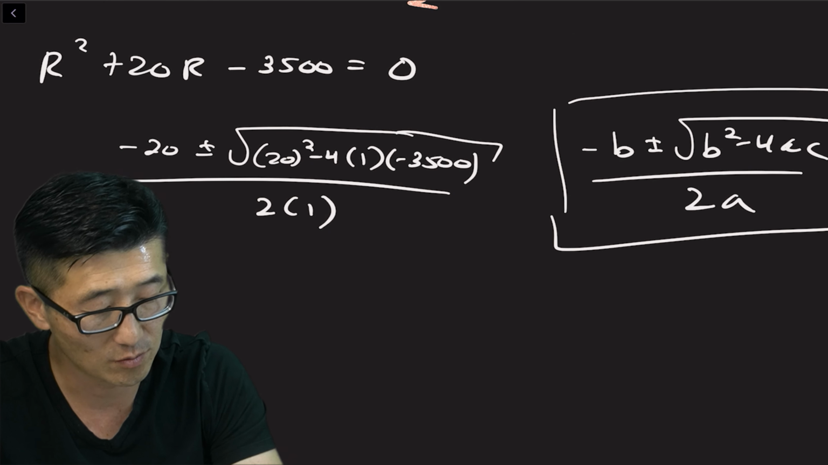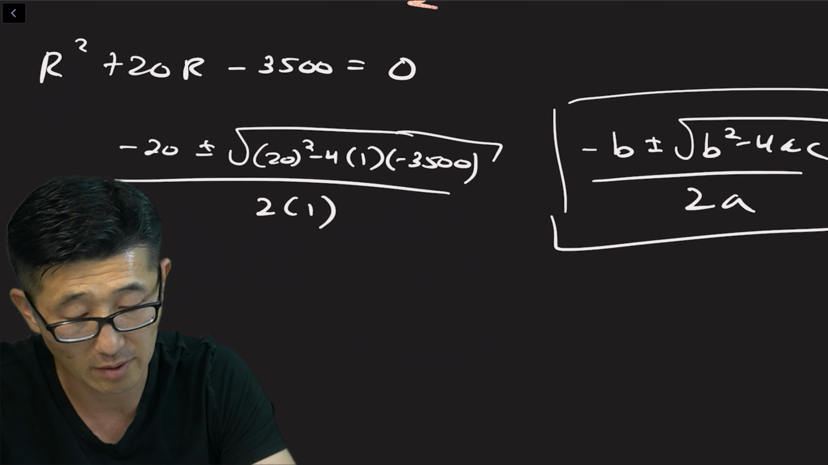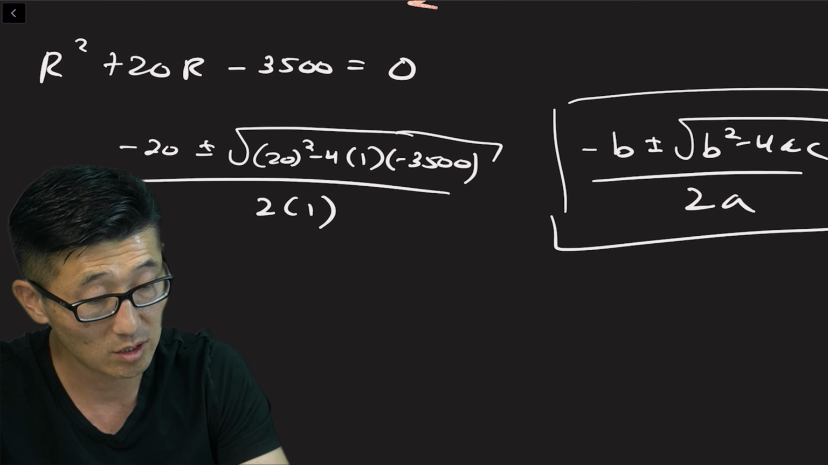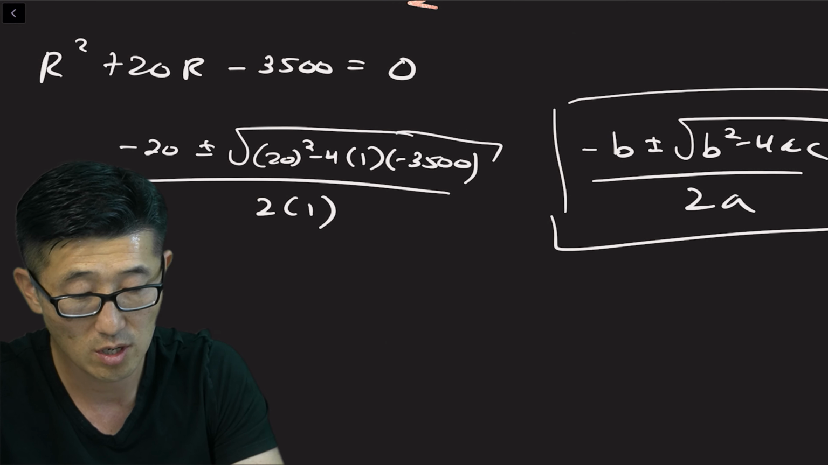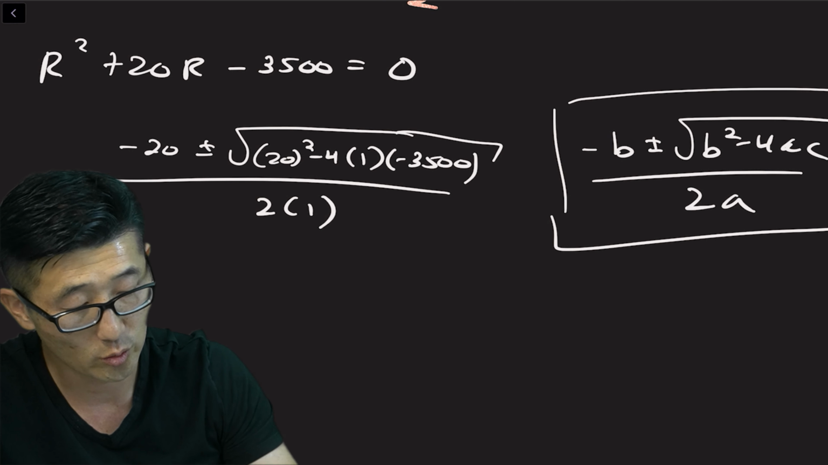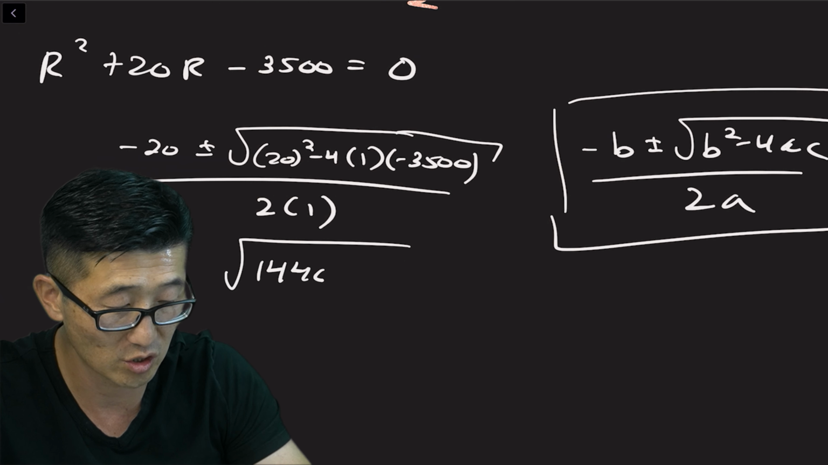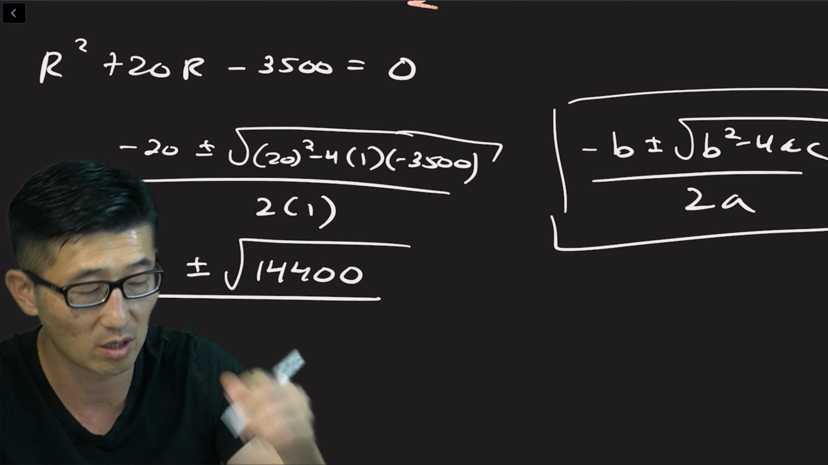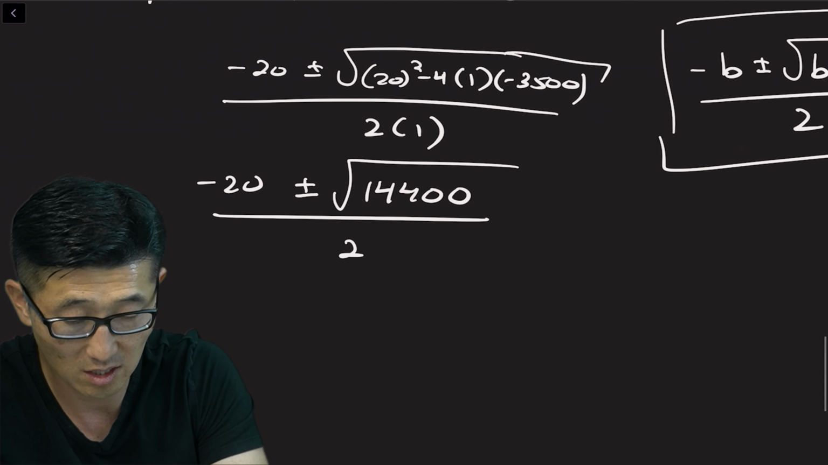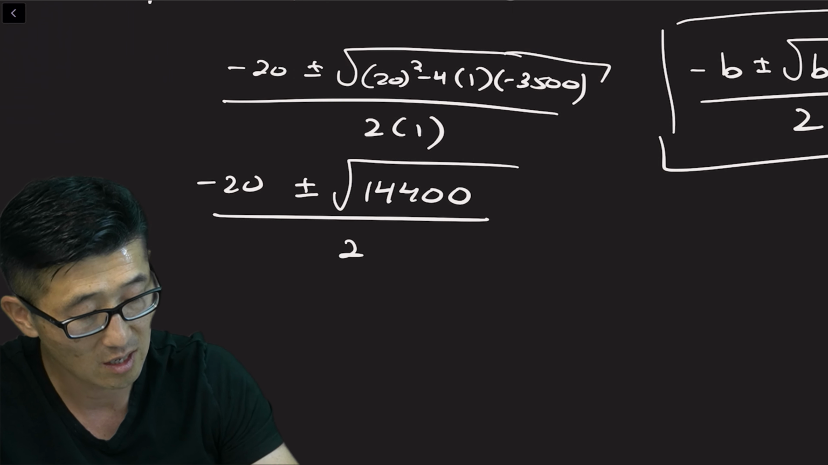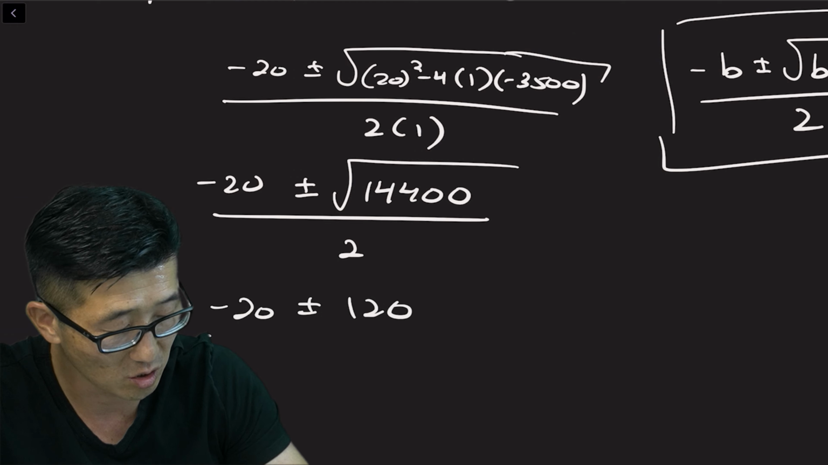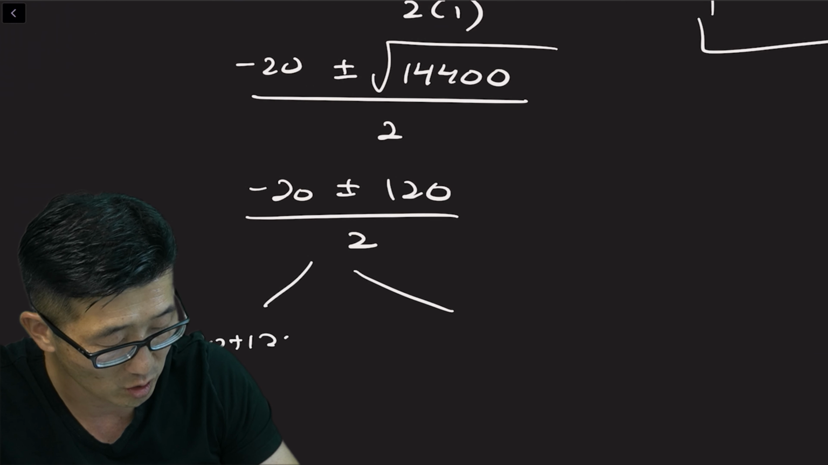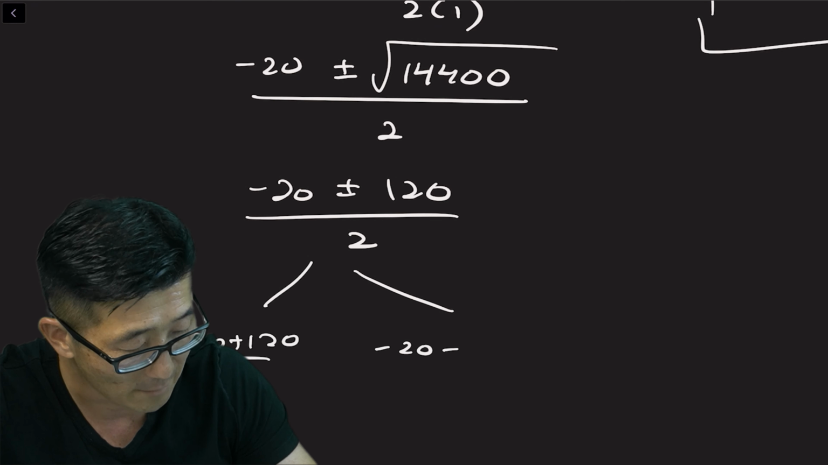So 20 squared minus, and here it will be negative and negative will be positive, so this would be plus 3,500 times 4. So we got the square root of 14,400. That looks like something with 12, because the square root of 144 is 12. So let's take the square root, and we get negative 20 plus or minus 120 over 2. We have negative 20 plus 120 over 2 versus negative 20 minus 120 over 2.